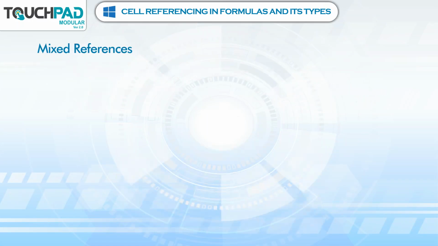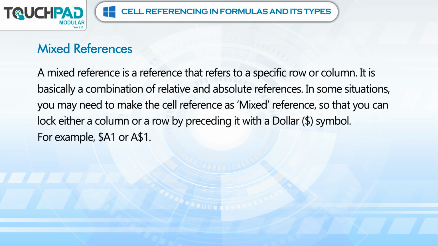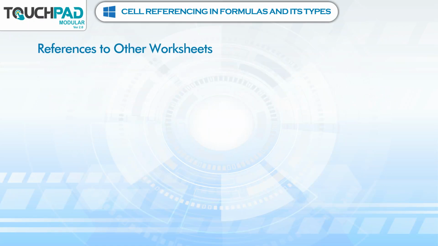Mixed references. A mixed reference is a reference that refers to a specific row or column. It is basically a combination of relative and absolute references. In some situations, you may need to make the cell reference a mixed reference so that you can lock either a column or a row by preceding it with the dollar symbol. For example, $A1 or A$1.